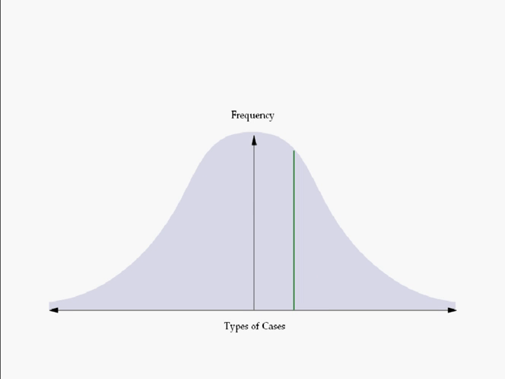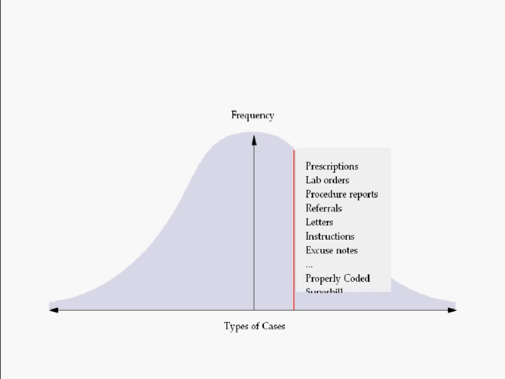Now, if your current encounter is identical to one you've handled in the past, you are instantly done charting. Praxis will find your previous case and show it to you so you can generate your new case faster than you can speak. All you need to do is review it for yourself and with your patient, and you're done. In addition, Praxis will generate your prescriptions, lab orders, procedure reports, referrals, letters, instructions, excuse notes, and even a properly coded superbill, all at the same time as the chart, which means instantly. And of course, you can't argue with it. You wrote it yourself, albeit for a different patient at a different time.